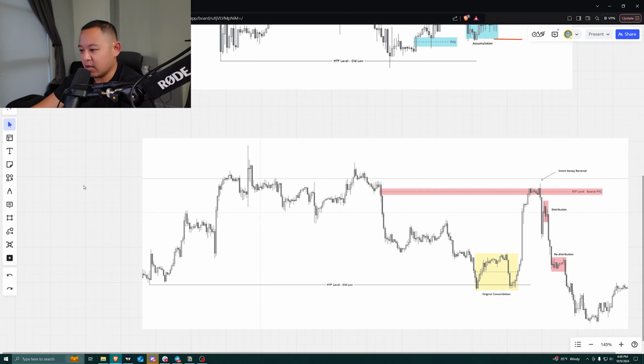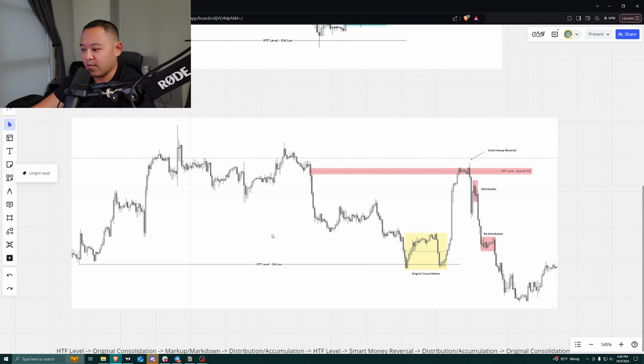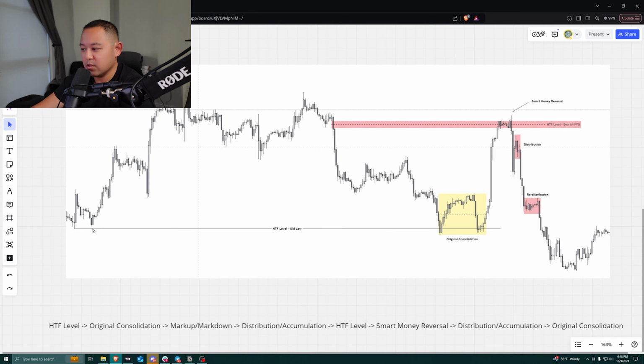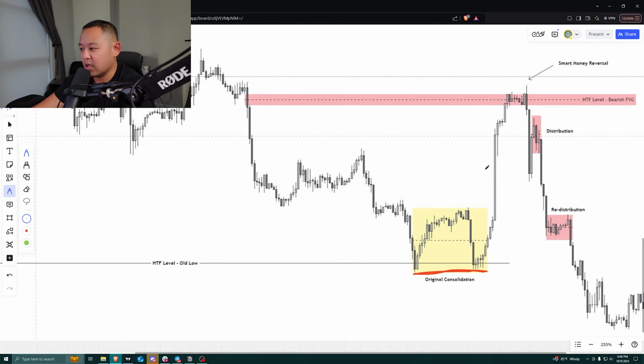Here's another example here. And there's plenty of examples that are inside of this chart, but I'm only going to cover this one. So this is a market maker sell model. Now we have this old low down here. We take it out. We have this original consolidation. Obviously, you can see that we have equal lows in here that make it very obvious that we possibly will go lower again.